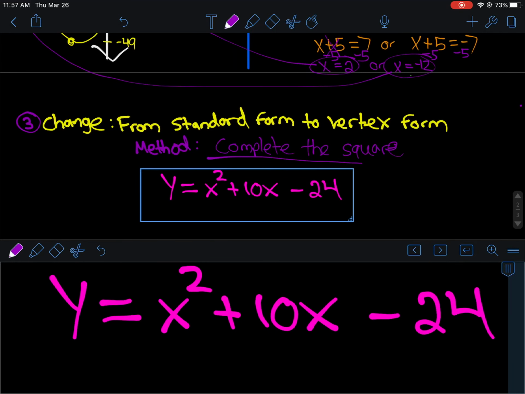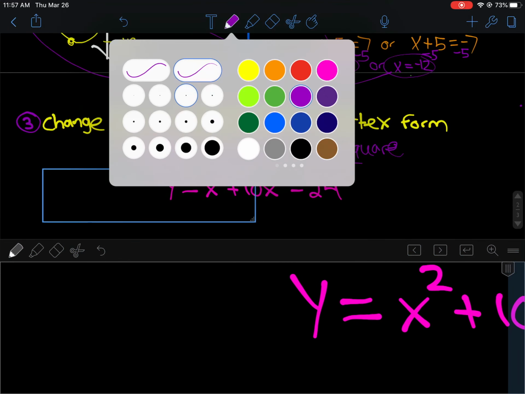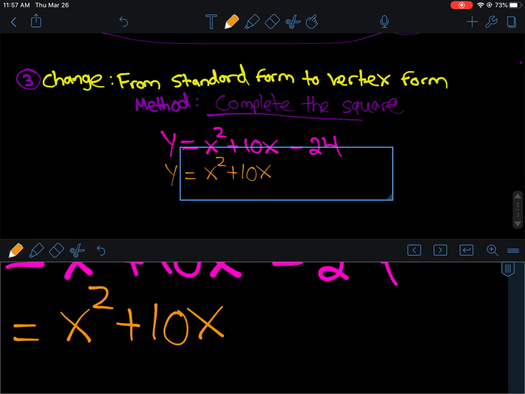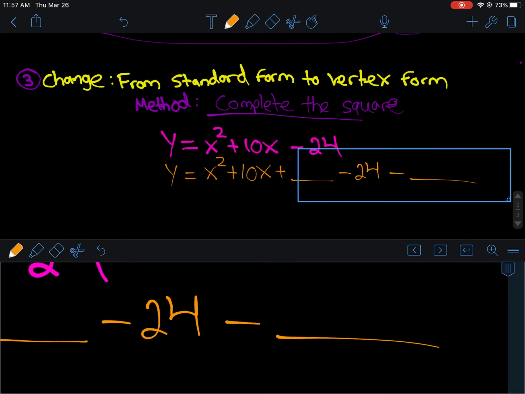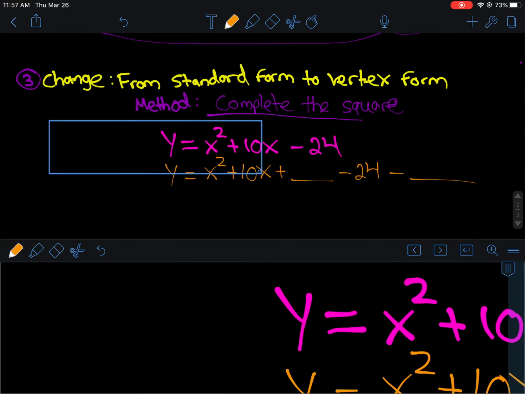So again, here's my example right here. So I have y equals x squared plus 10x minus 24. And what we need to do is we have to set this up. So it'll be y equals x squared plus 10x, and this is where I added my blank here. So we have a blank. We're going to be adding a number. And then we have minus 24, and then we're going to be subtracting a number. When we add the same number and subtract the same number, we're really adding 0. So we're keeping this equation equivalent still, but we're changing it so that we can make it look like vertex form.